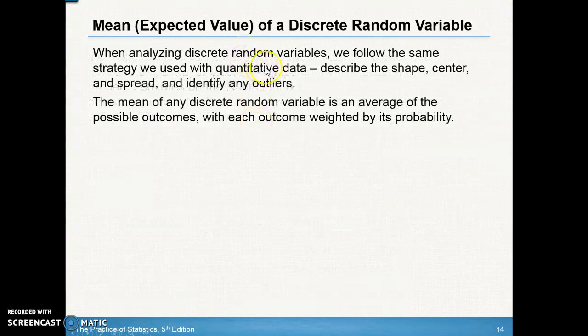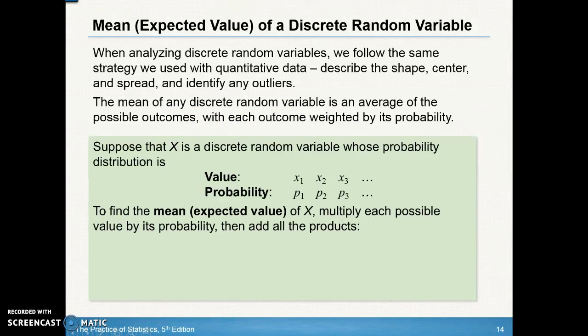So when we take a look at discrete random variables, we follow the same strategy we used with any quantitative data. We describe the shape, the center, the spread, and identify any outliers. The mean of any discrete random variable is the average of the possible outcomes, which is what we were just asking on the last 2 slides. What's the mean or the average after rolling the roulette wheel over and over and over again, after choosing students over and over and over again? And that mean comes from the outcome weighted by the probability of each of the individual events occurring.